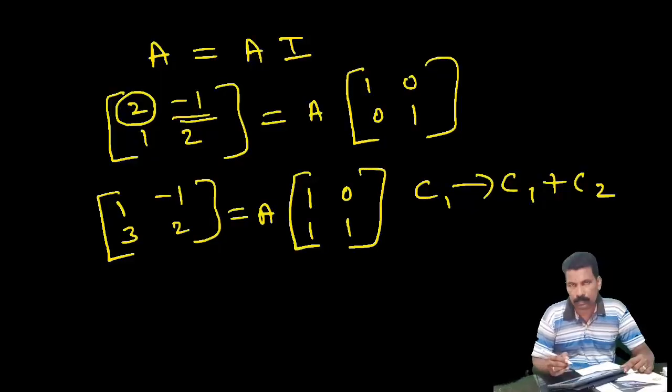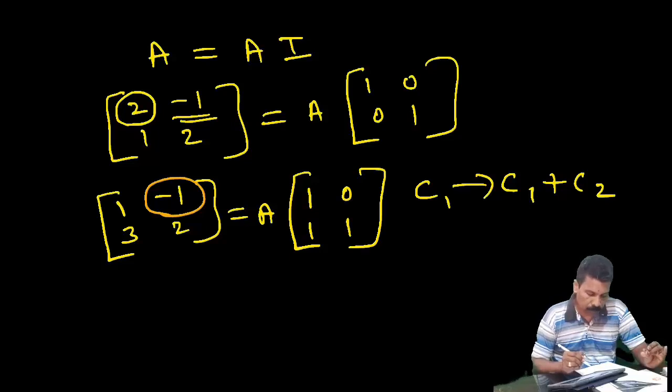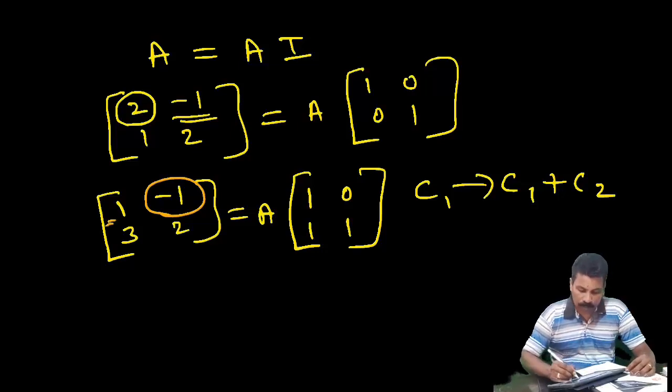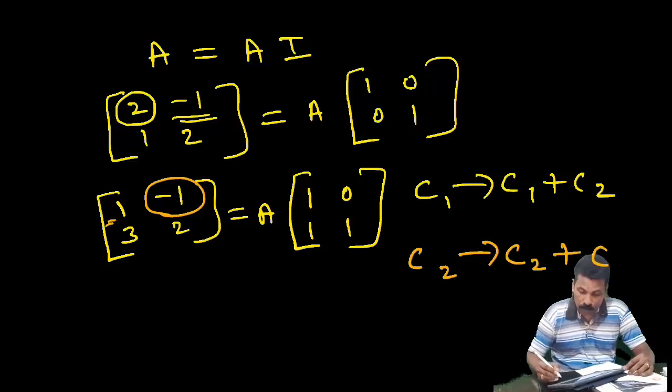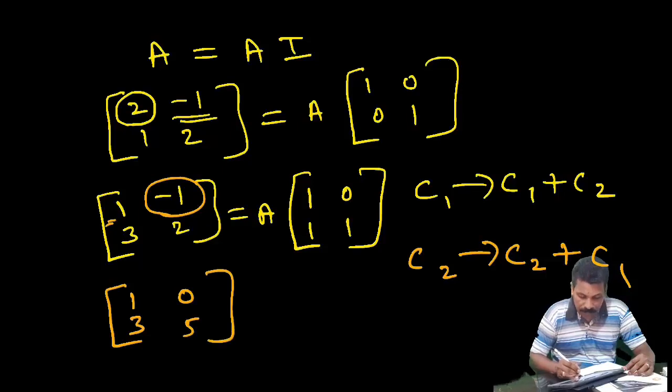Now our target will be to bring 0 here. So in order to bring 0 here, what do we have to do? We can add, here we have 1. So why don't you add C2 transformed as C2 plus C1. C2 plus C1. Then what will happen? Let us see. 1, 3, no change. Then 1 plus negative 1, that is 0. Then 5. Then that is A into, then 1, 1, no change.